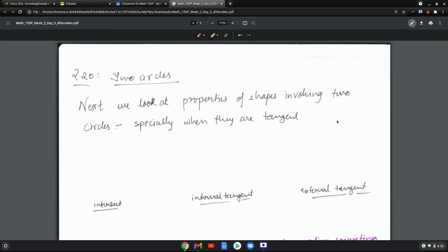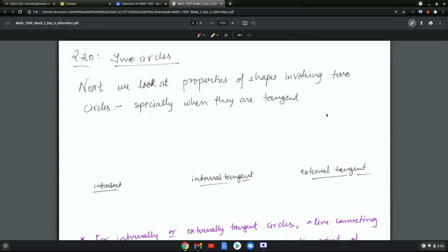Let's look at a case of two circles. When you have two circles, there are three distinct possibilities. They can intersect, they can meet on the inside somewhere, and they can meet on the outside. There's a fourth case where they don't meet, but it's not interesting.